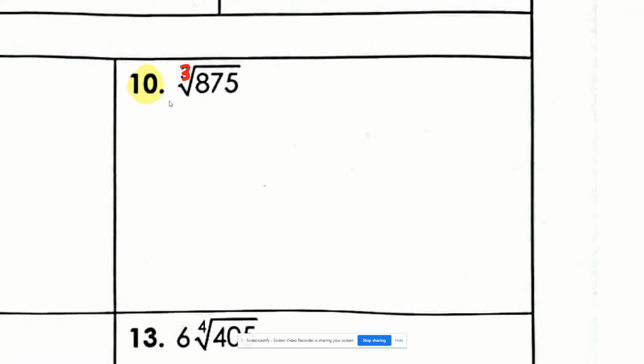So 875 is not a perfect cube. So just like the last one, we want to do it the same way. We want to divide it by 2.